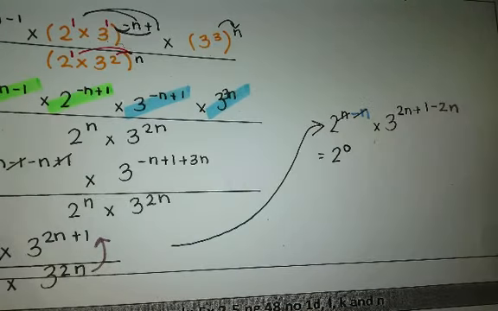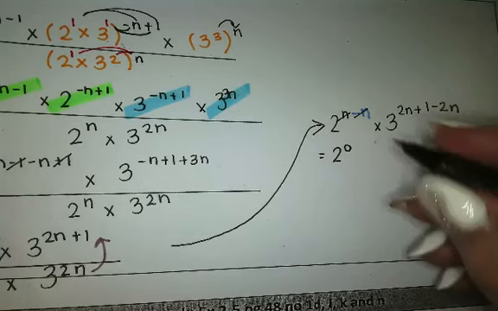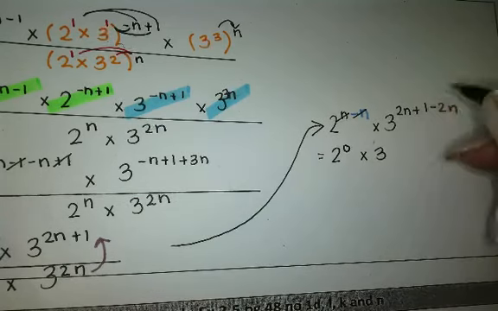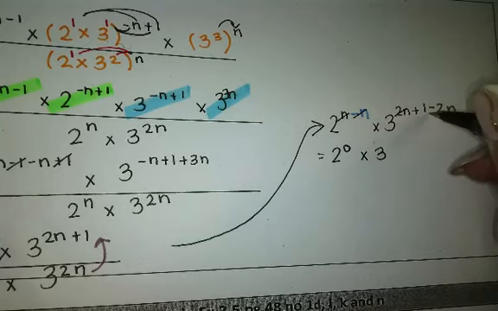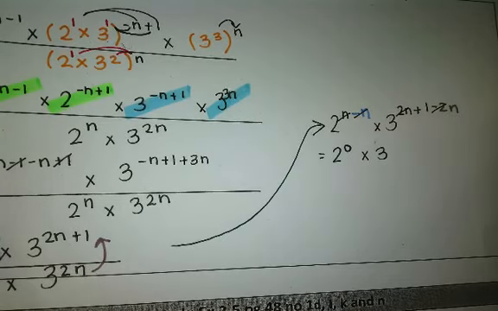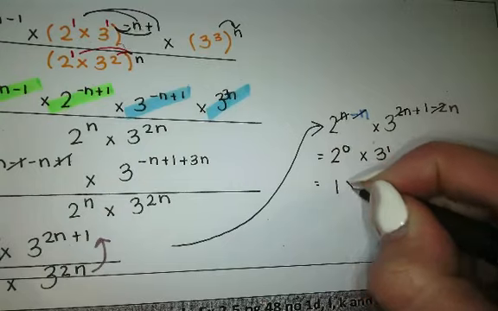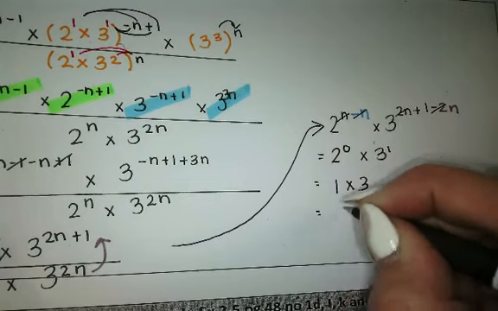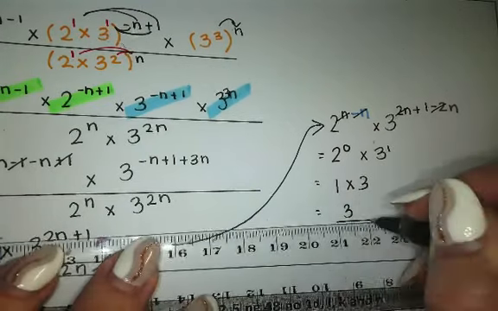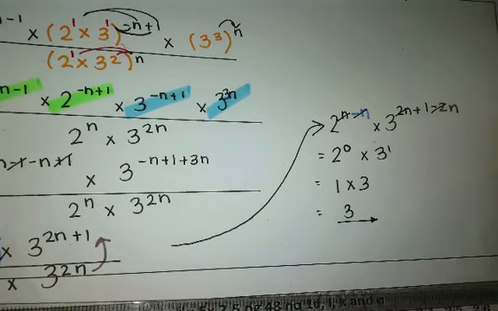So n minus n is 2 to the power of 0, which is 1, times 3 to the power of 2n minus 2n, which cancels, so we've got 3 to the power of 1 left. What is 1 times 3? 3.